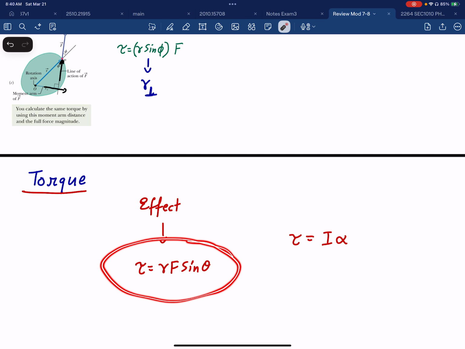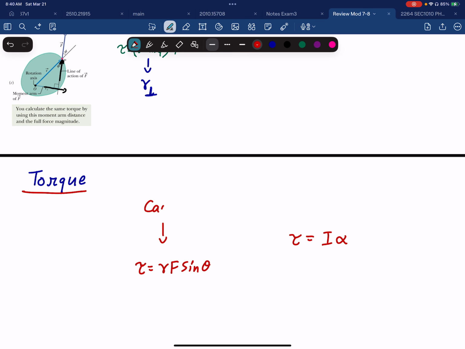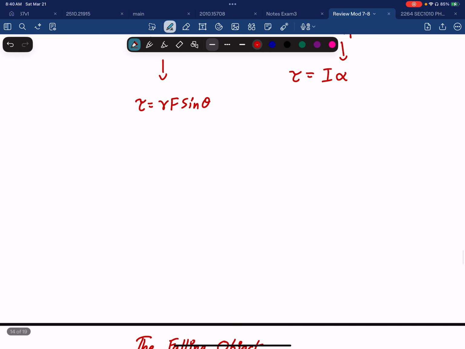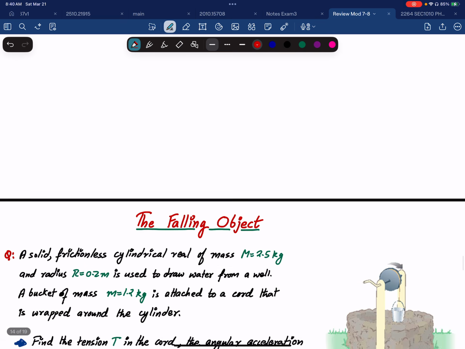First you find out the cause, sorry. So first you find out the cause. Okay? First you find out what is the cause of the force, which is this. And then this is the effect. Okay? Let's try to understand this again with an example. I'll do that with two or three examples.